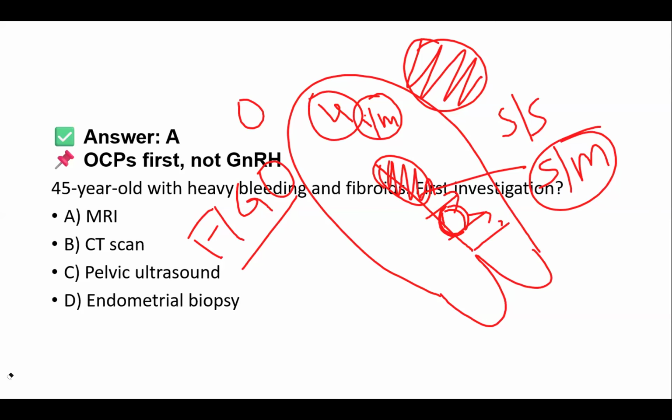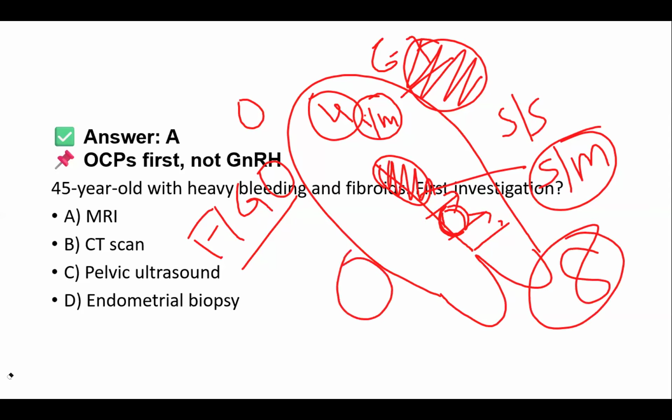And the last one is subserous, that will be 6 or 7. Okay, 8 is parasitic fibroids. Parasitic means it might be in the cervix, it might be in the ovary, because anywhere you can see fibroid.